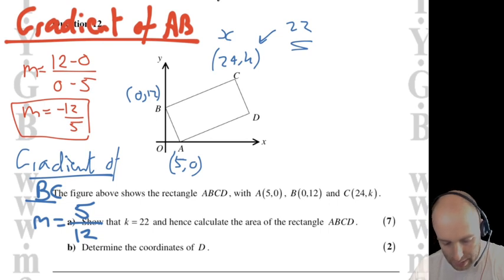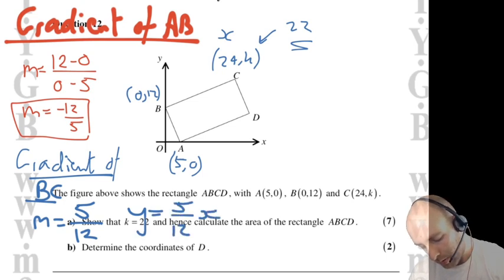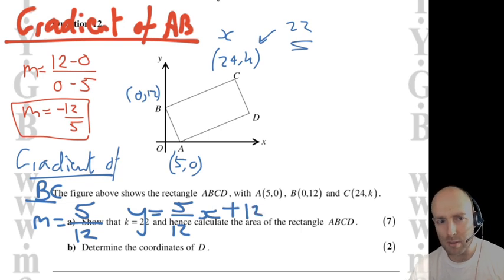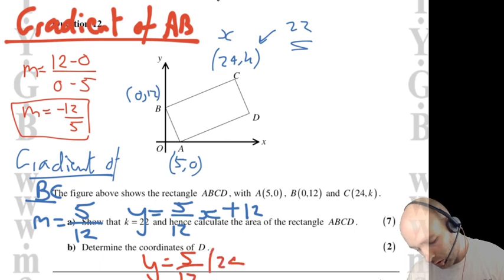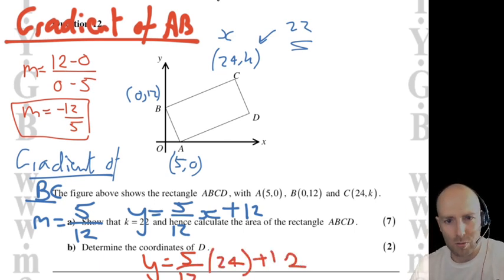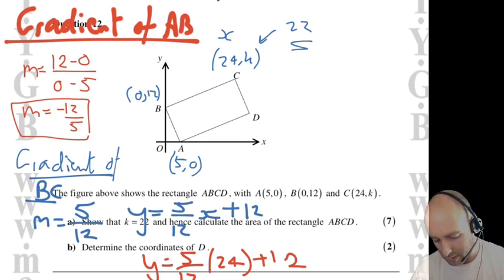And we know that its intercept is 12. So I can just say y equals 5 over 12 x plus 12, because they've given us the y-intercept, so that was nice and easy. I can then put in x equals 24. So y equals 5 twelfths times 24 plus 12. That seemed too easy, to be honest. If that works, I'll be very surprised. 5 times 24 divided by 12 plus 12, 22. Yeah, there you go. Easiest 7 marks I've ever seen.